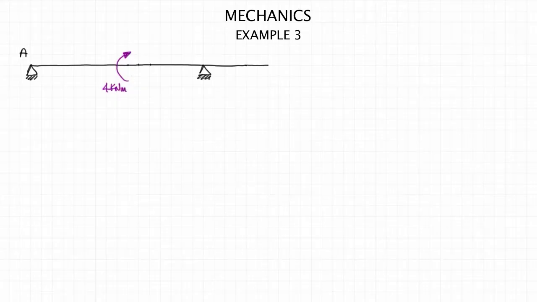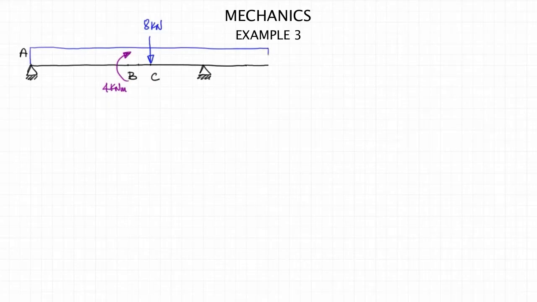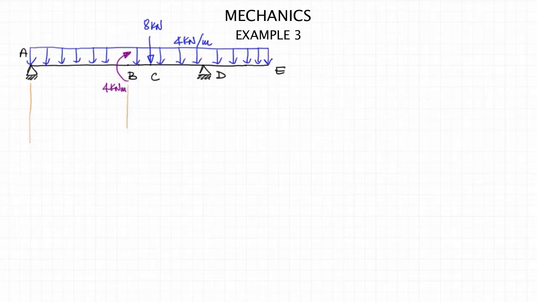There is a 4 kilonewton meters moment at point B and an 8 kilonewton force at point C, and also a uniformly distributed load running all along the beam, which has a load intensity of 4 kilonewtons per meter. So it runs from A to E.